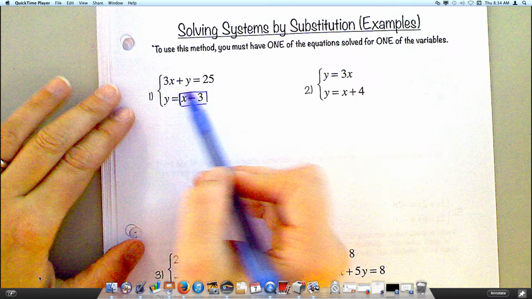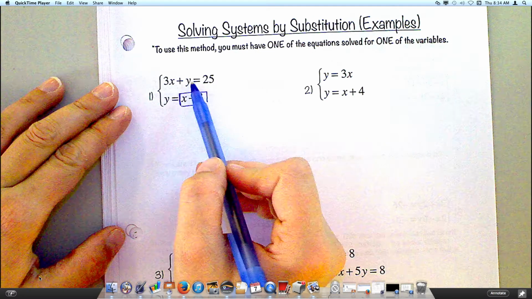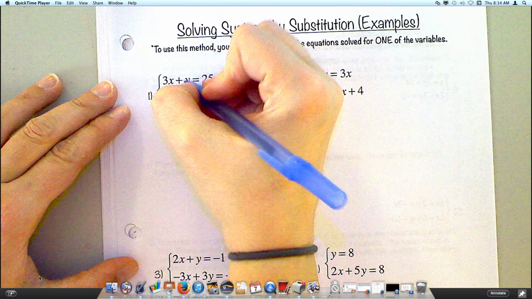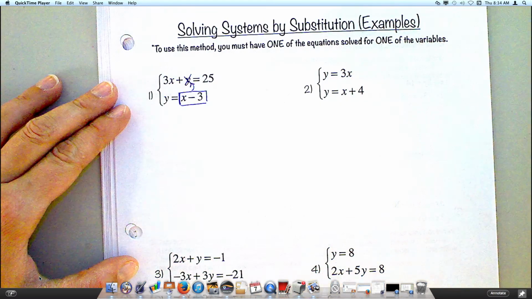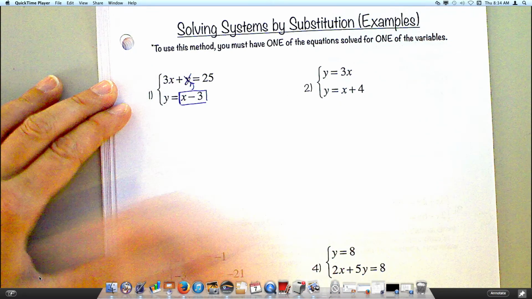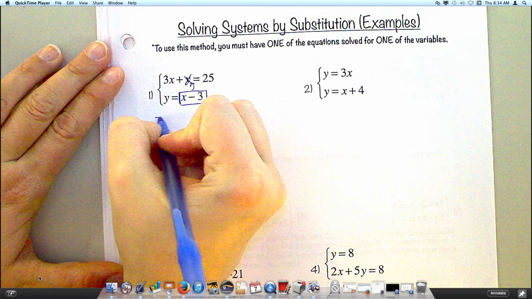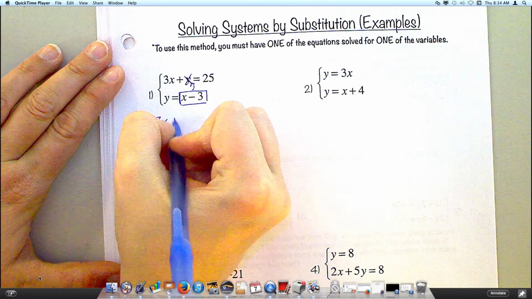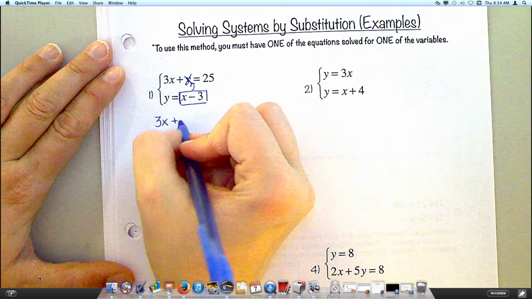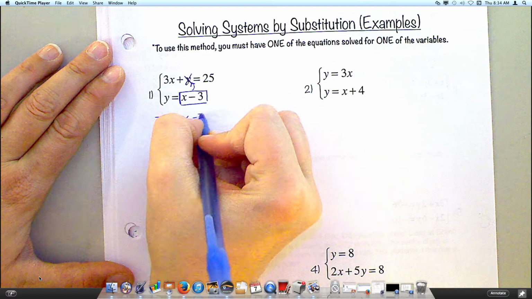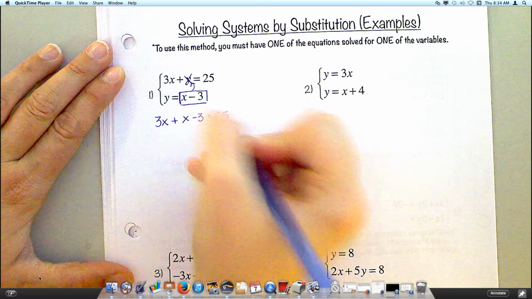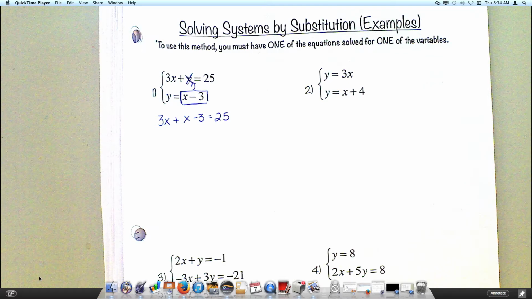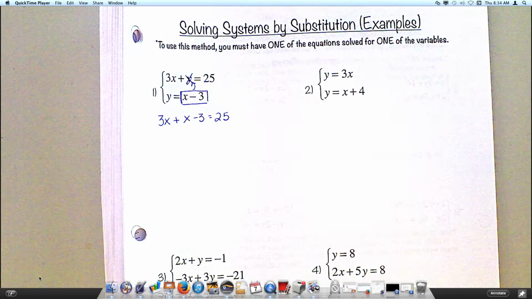So up here in this first equation, if y is the same thing as x minus 3, I'm going to take out this y and put x minus 3 in its place. And now this is what it'll look like. 3x plus, and instead of that y, I'm putting in x minus 3, equals 25. Now, why is that helpful? What did that just do for me?